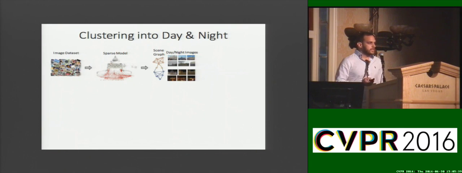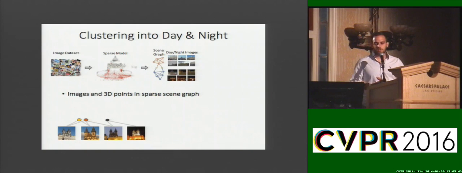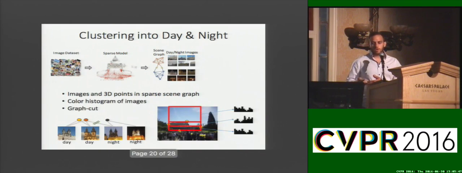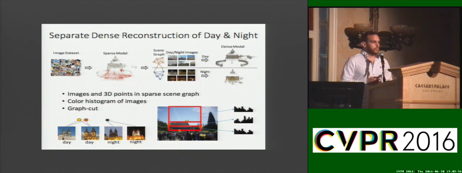Now we want to split the registered images into day and night, and we do that by observing the relation between images and 3D points in the scene graph. We actually do a graph cut on the scene graph, and the color histograms of images are contributing to the energy that is being minimized. So finally, when we split the images, we build the separate dense models.